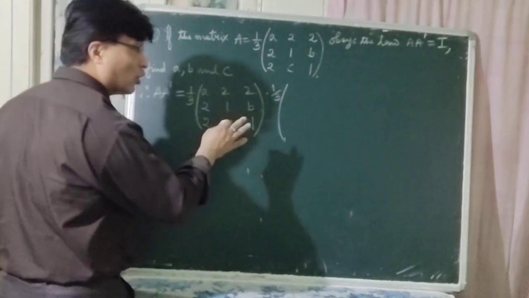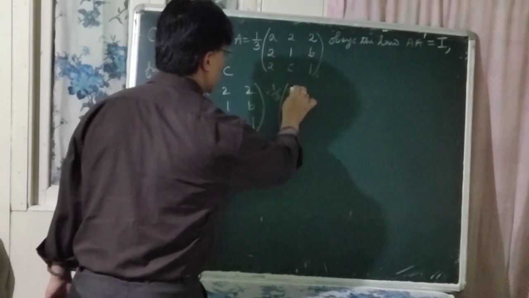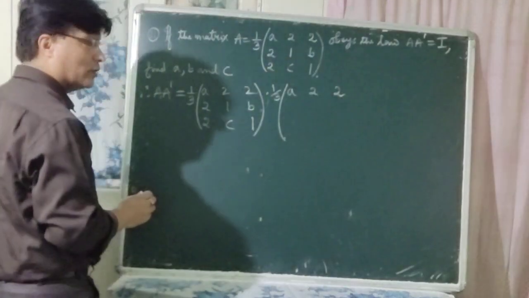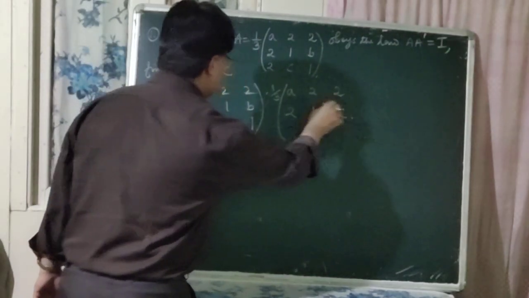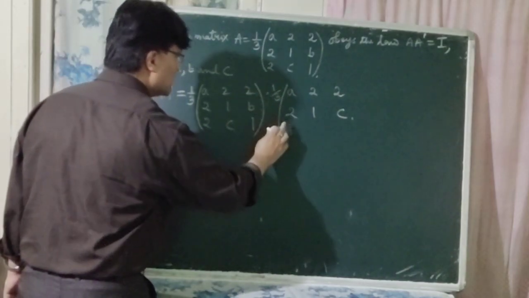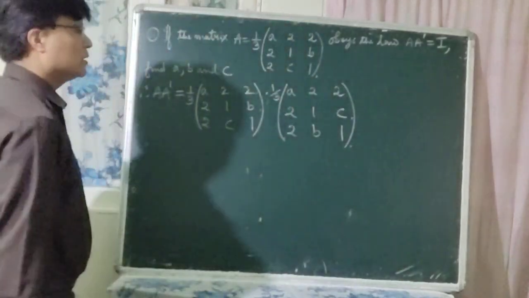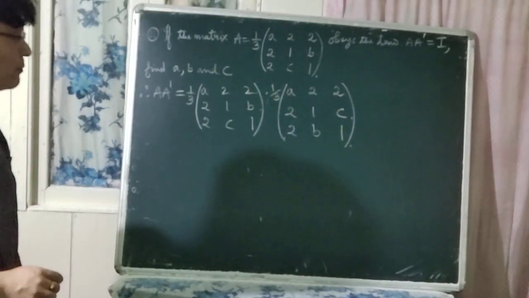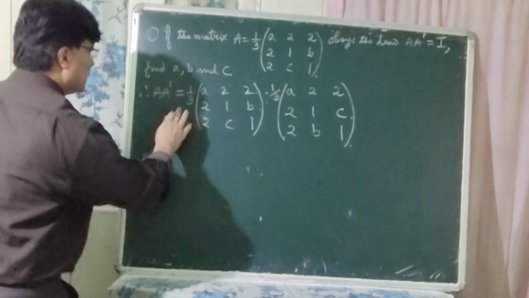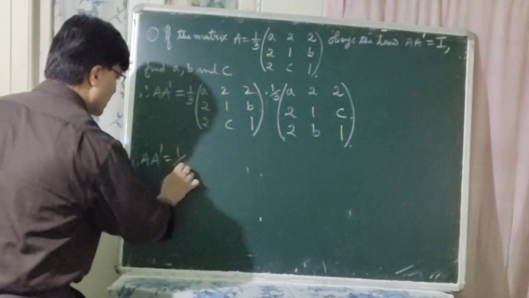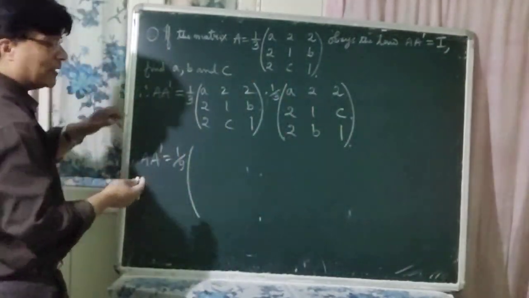Now let us change rows into columns and columns into rows. So this is the first column, A22. This will become the first row, A22. Okay, now this second column becomes the second row here, 21C, and this third column becomes the third row here, that is 2B1. So I think you have understood it, transpose of the given matrix. So therefore A dash is equal to, now 1/3 into 1/3, that is 1/9. Then you have to multiply these two matrices. You know how to multiply them, isn't it?